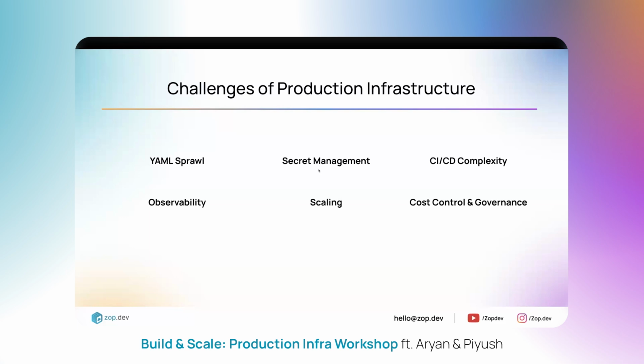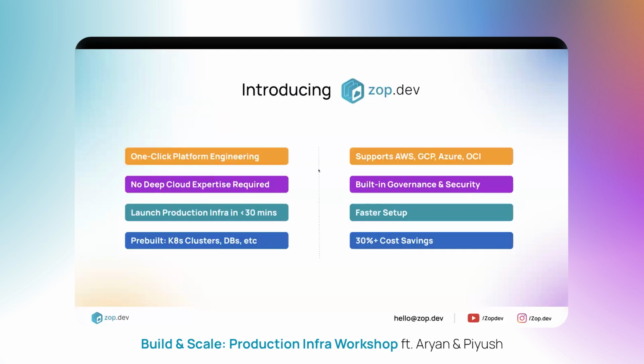So cost control, basically we have to minimize the cost of our infra, without compromising the scalability and availability of our applications. And also the CI/CD complexity: how we are going to release our code, and how it's going to be deployed in the infrastructure. Okay, so now I will forward it to RN. RN can take you through what Zop.dev provides.